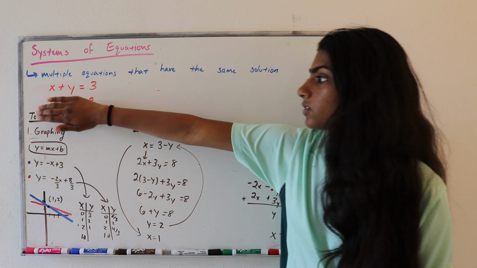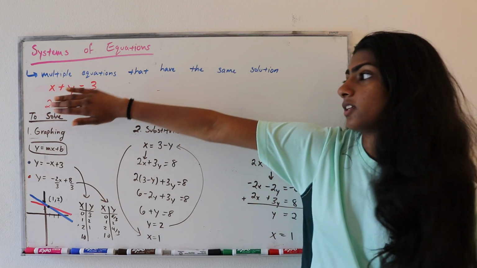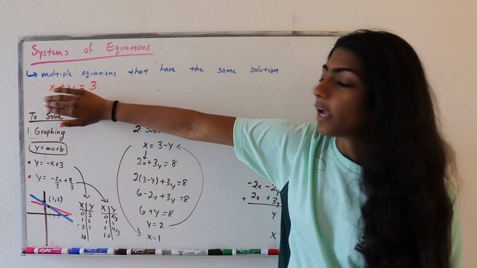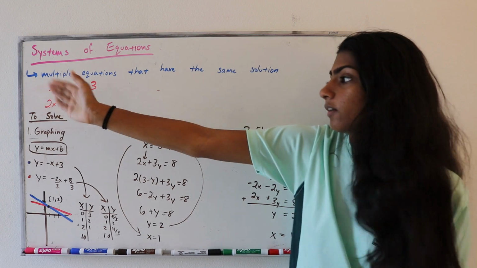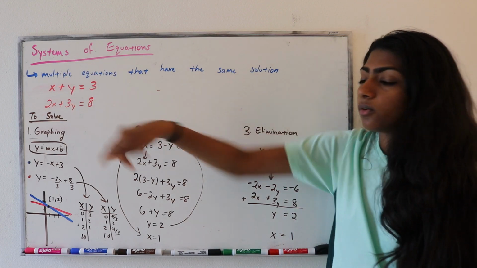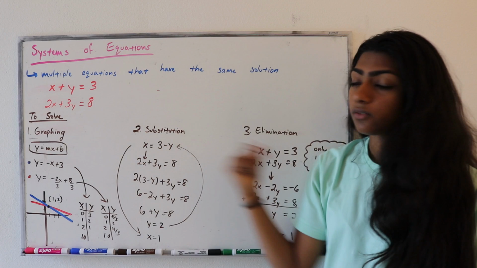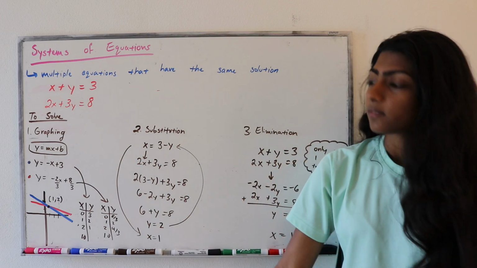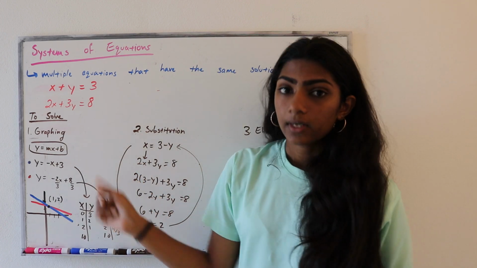If this was just one equation, it would be really hard, because x could equal 1 and y could equal 2, or x could equal 3 and y could equal 0. We would never know. But because we have two equations, we can solve using these three ways to find what x is and what y is. So the first way to solve is by graphing.